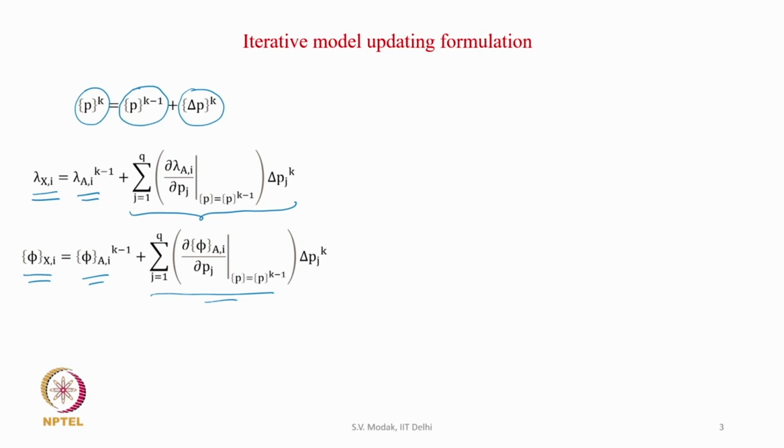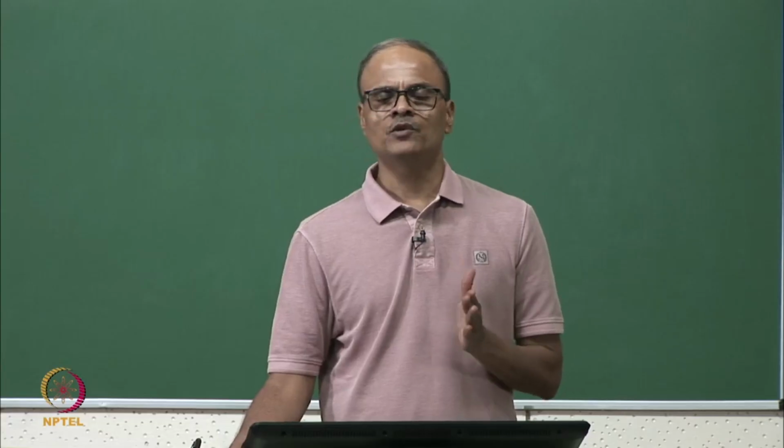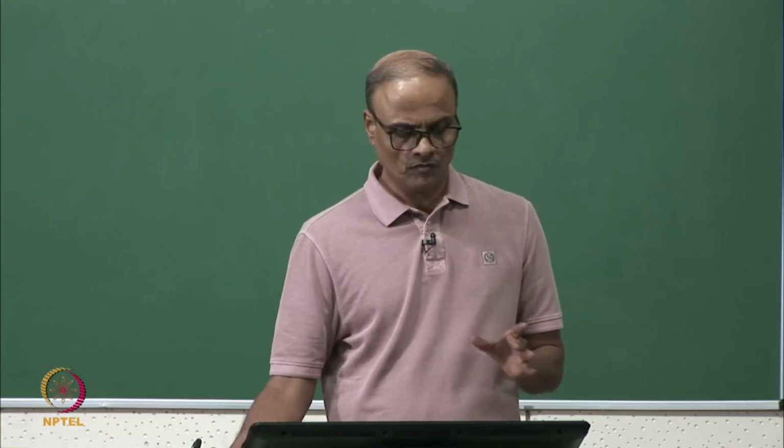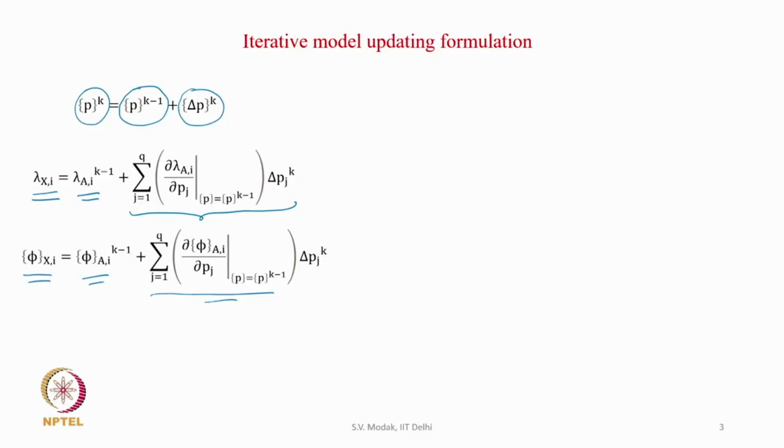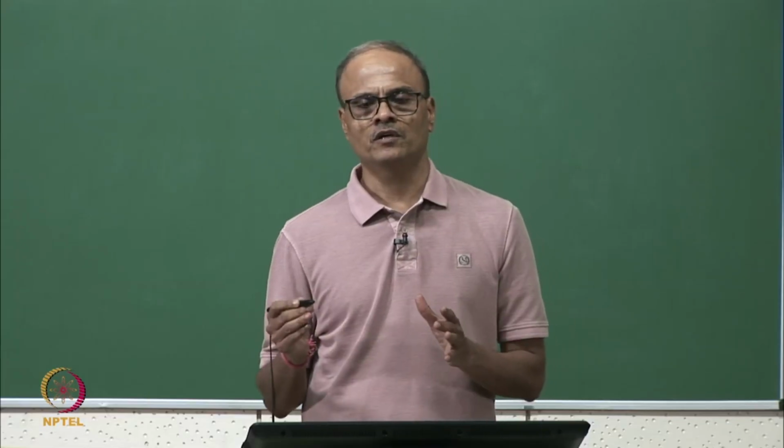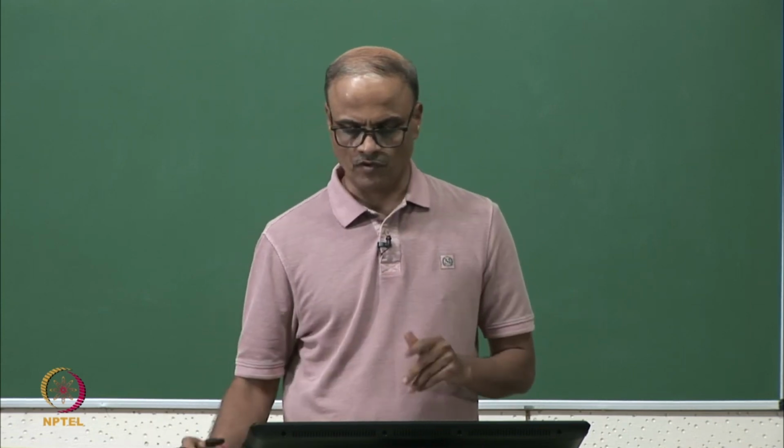In this way we get these two relationships for the ith eigenvalue and ith eigenvector. If we are using m number of eigenvalues and eigenvectors for the formulation, then we will have such equations for all those m eigenvalues and eigenvectors. All these equations we can combine and write as a compact matrix representation. So we get this matrix equation.